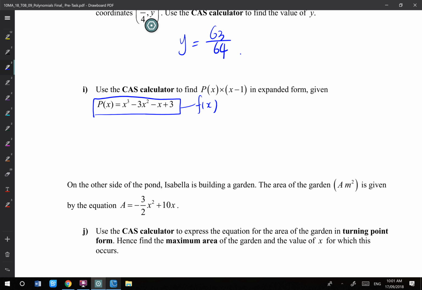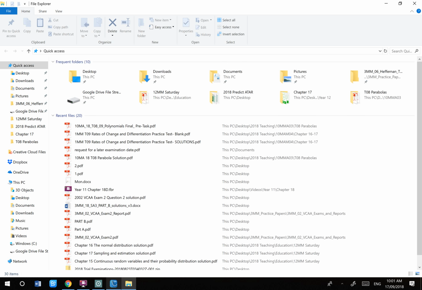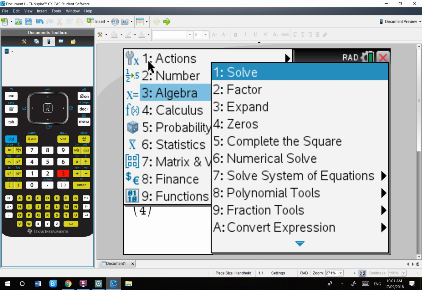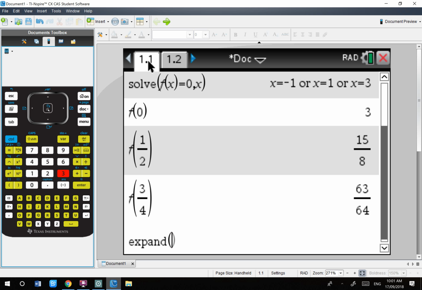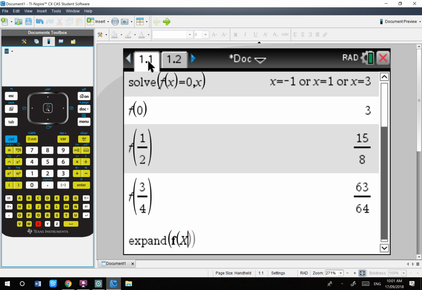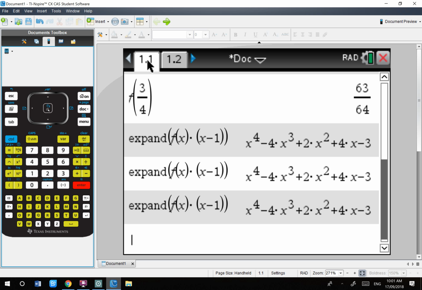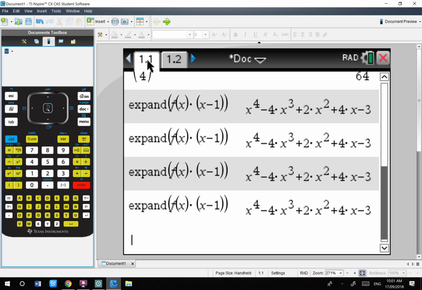So what I will do is there's an expand function in your calculator. Menu 3 is the expand function. My function is not saved as px, my function is fx. So I will press fx times bracket x minus 1. I'll make it higher for you to see. Expand fx times x minus 1, I have that. Just copy whatever you have on the calculator. So it's x to the power 4 minus 4x cubed plus 2x squared plus 4x minus 3.